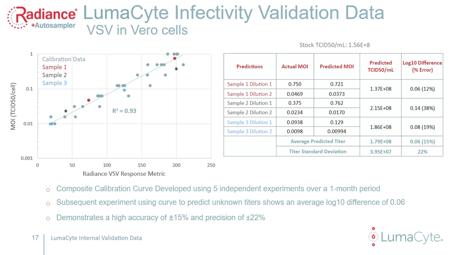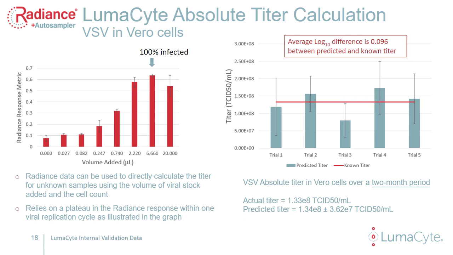As many of you, I'm sure, know, 0.3 to 0.5 log 10 error is standard, normal for TCID50 or plaque assay. So this is an exceptional result. And in terms of accuracy and standard deviation, we have a 22% variance there, which is also excellent in terms of precision.